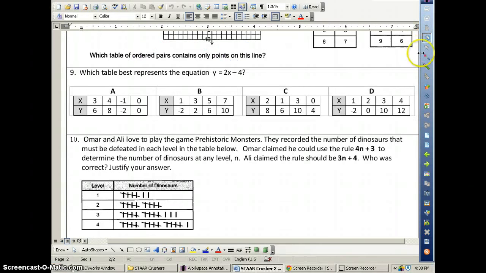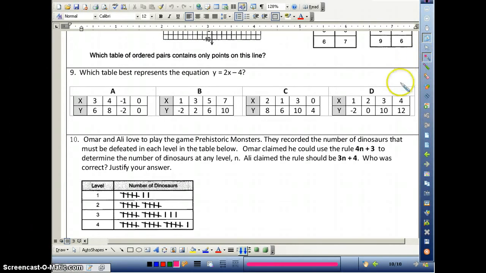And on the last one, number 10. Omar and Allie love to play the game Prehistoric Monsters. They recorded the number of dinosaurs that must be defeated at each level in the table below. Omar claimed that he could use the rule 4n plus 3 to determine the number of dinosaurs at any level, n. Allie claimed that she could use the rule 3n plus 4. Who is correct? Justify your answer.